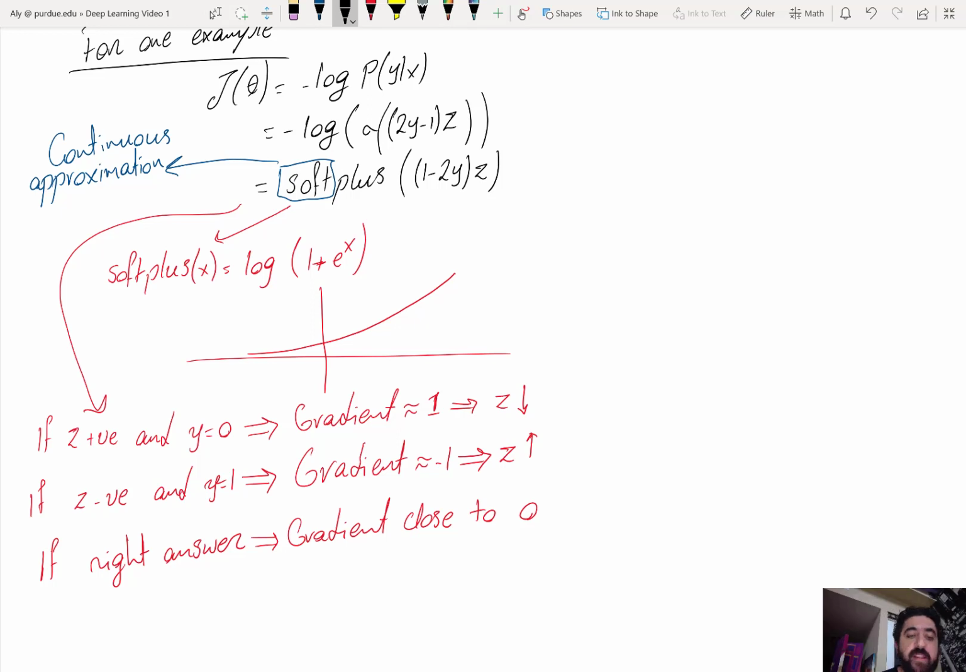If we have the right answer, then the gradient is close to 0. And remember, this is not saturation. This is a good thing, because if you have the right answer, you don't want to change that answer, or you don't want this example to contribute in a significant way to the cost function.